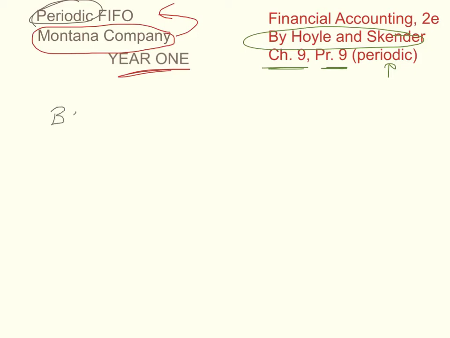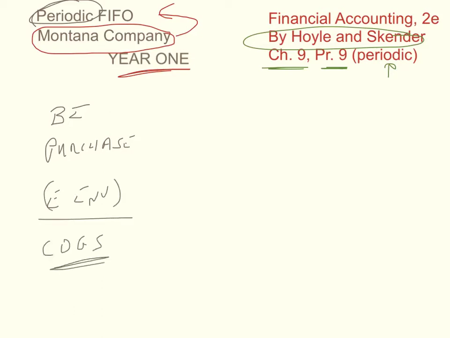You take the beginning inventory, you add in the units that you purchased during the year, and then you subtract out the ending inventory. And that will give you cost of goods sold. That formula is very important when you're doing a periodic system. Beginning inventory plus purchases less ending inventory. Now, what do we know in this question?